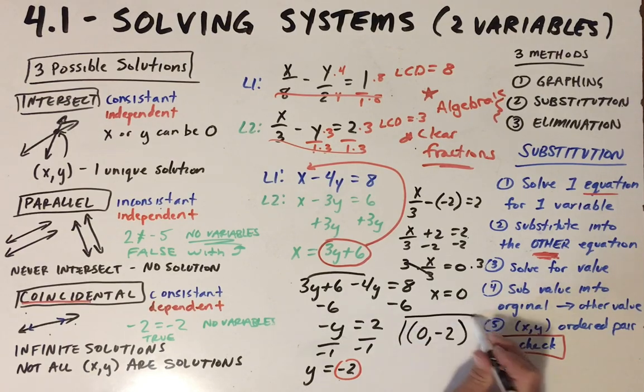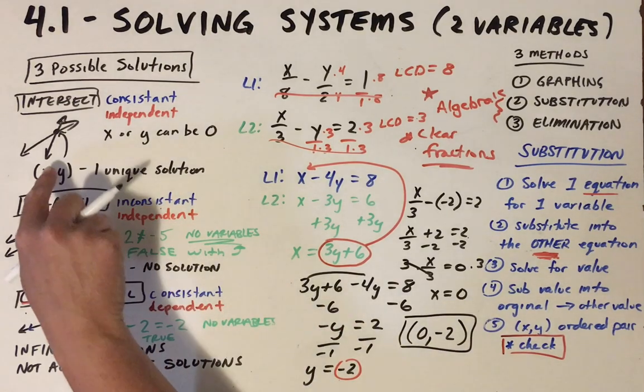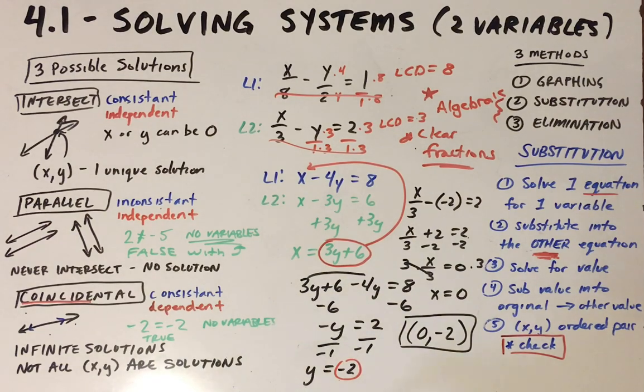It's important to note here that I get one unique solution. That means that these lines do intersect, and they're not coincidental, they're not the same line, and they're not parallel lines. They cross at some point, and the point where they cross is the point (0, negative 2).